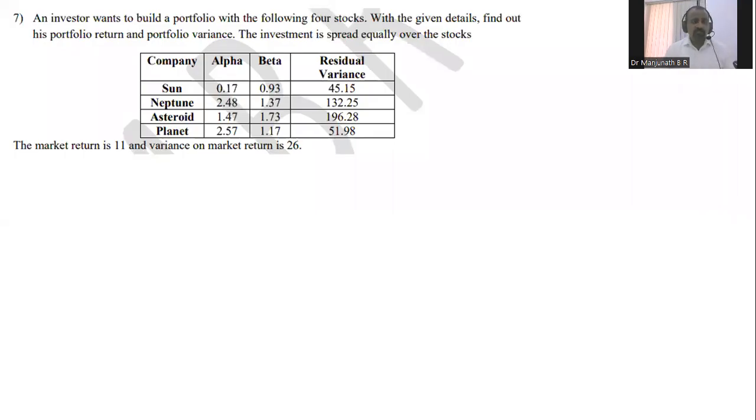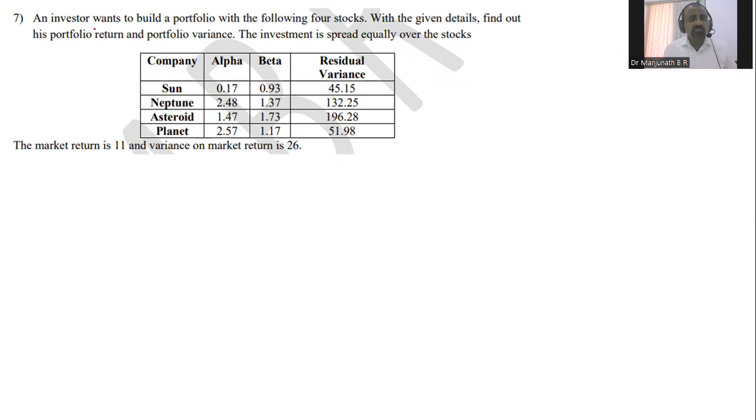We are now solving the problems in module number 6, which is the portfolio return and the portfolio variance. If you have my workbook, you will be able to see question number 7 in the document which is already shared. Let's review the question first and then we'll see how to go ahead with this.